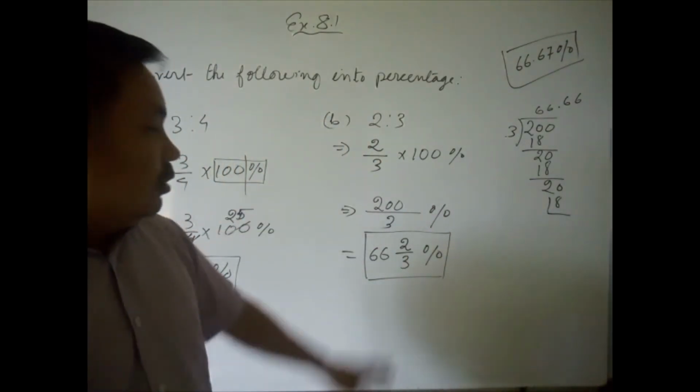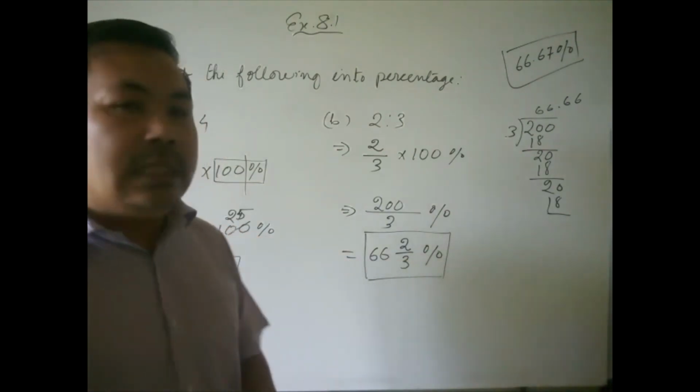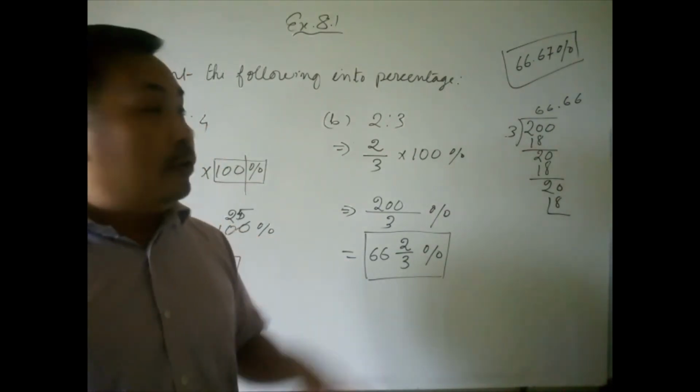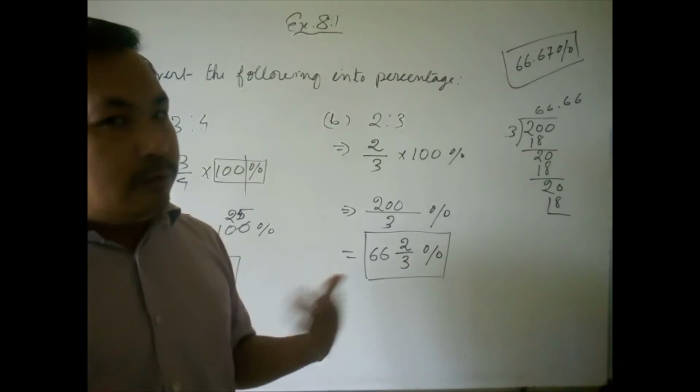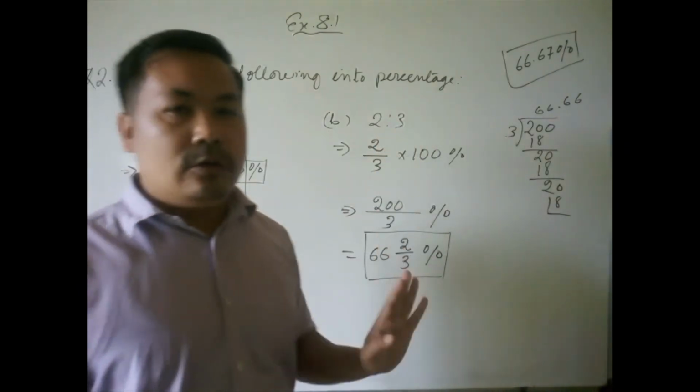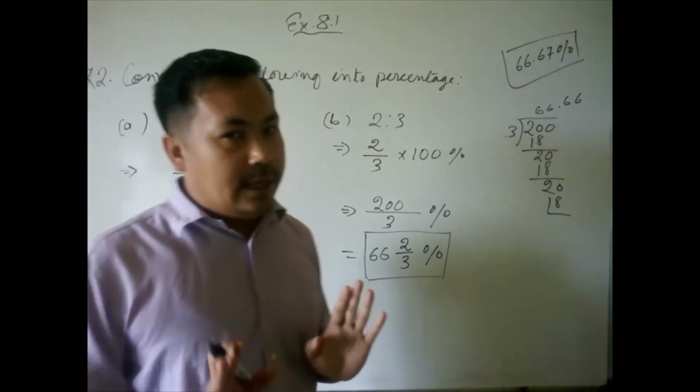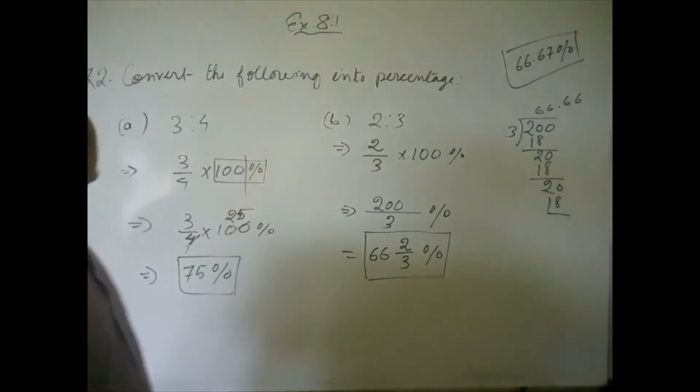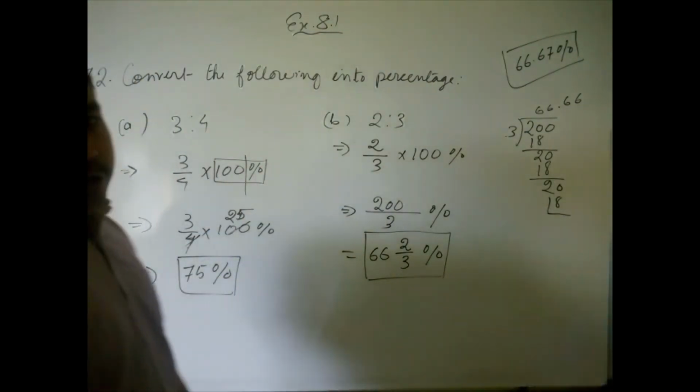Okay, clear. Why I'm writing this 2 by 3 is because it's given in your answer as 2 by 3, not in the form of points. So not to be confused, if you get points, also not wrong. Okay. So this is the answer for question number 2. So let us go to the next question.